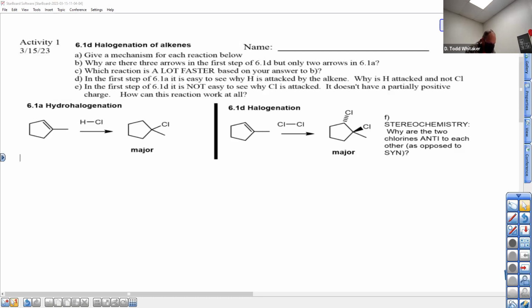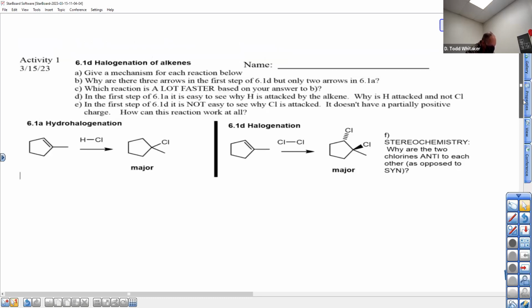So we're going to make a strained intermediate and then react it immediately. That's what's happening all day. And here we go. We're starting off with halogenation of alkenes. And we got lots of questions here. Give a mechanism for each reaction below.